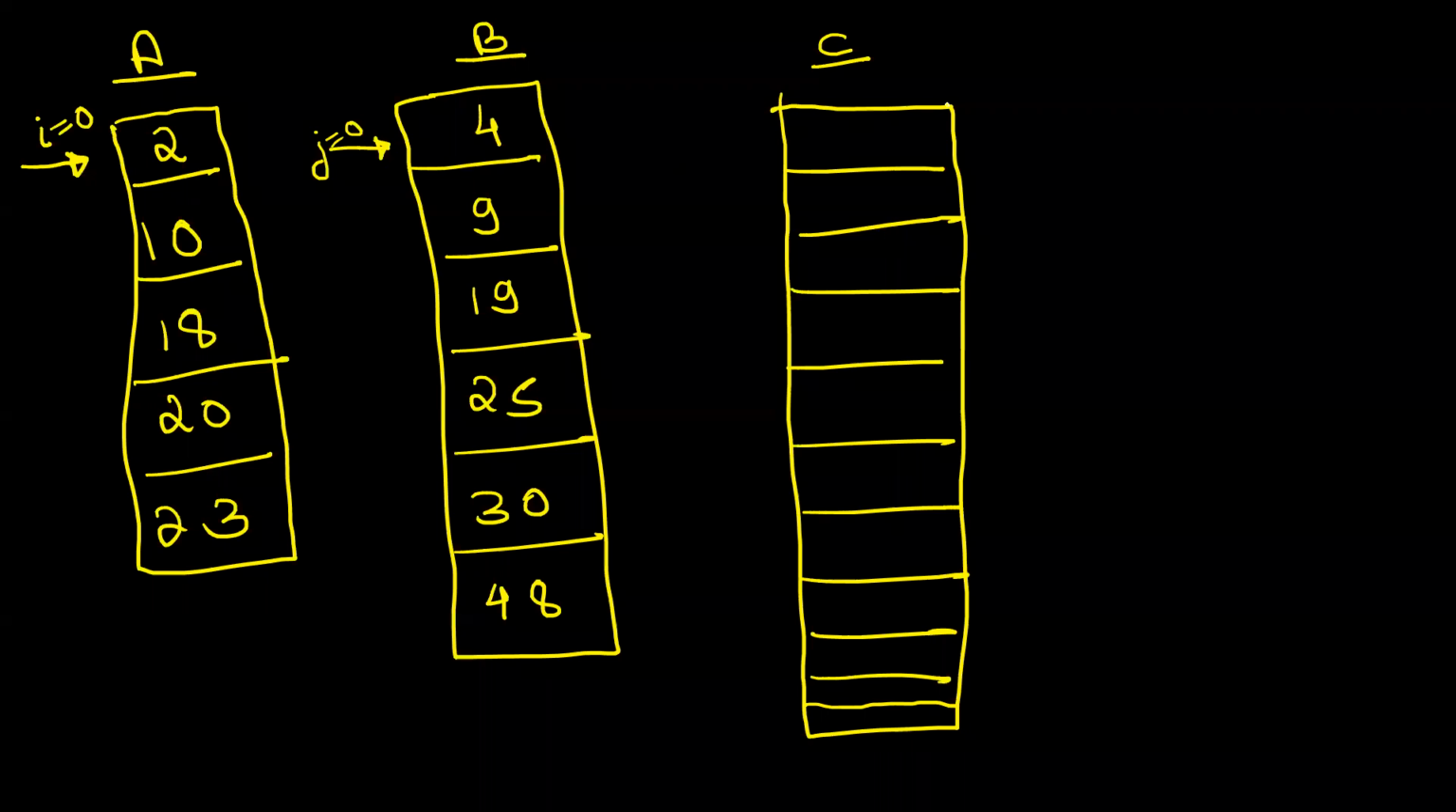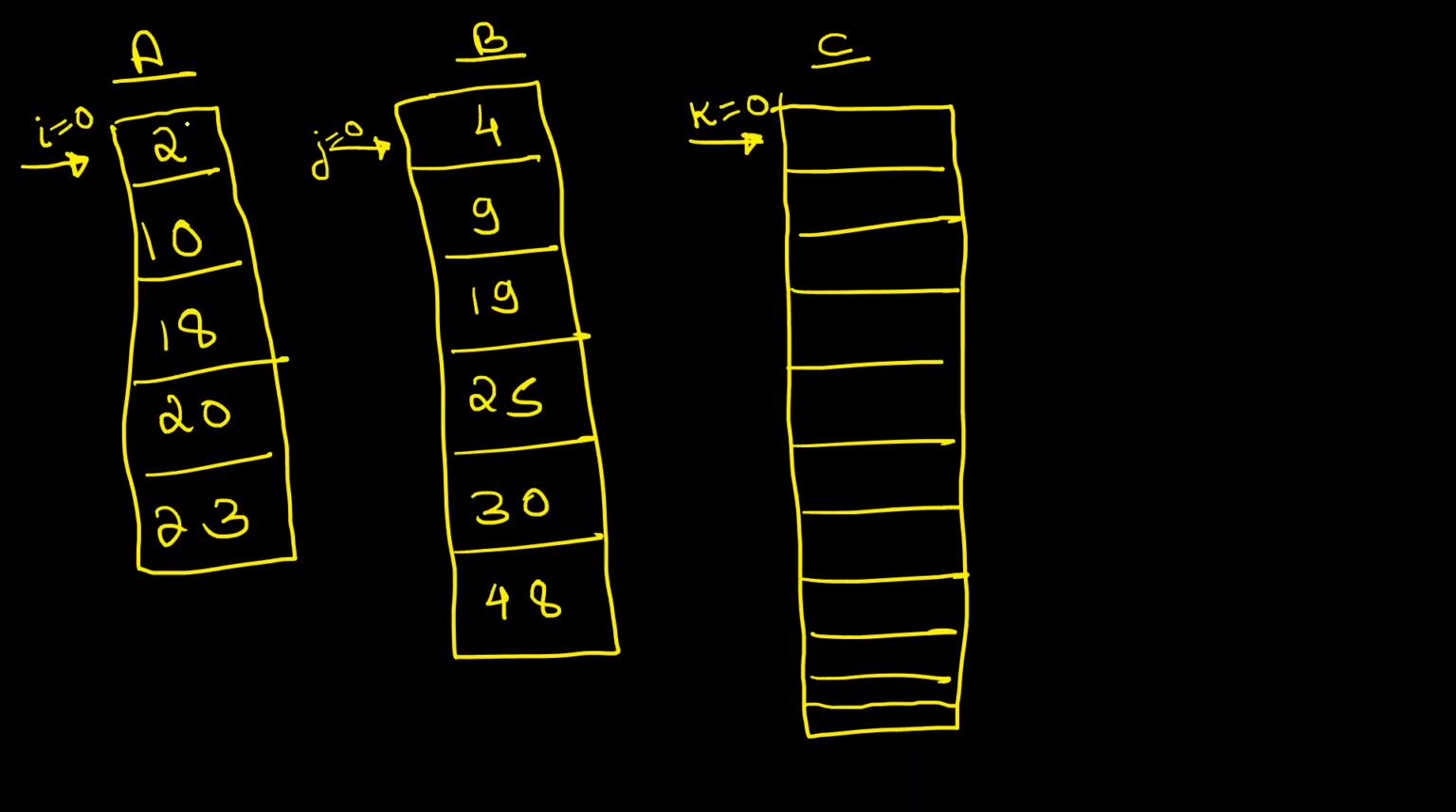And what is the location that I want to fill? An index K. I will have a pointer K equal to 0, which will point to array C, where I have to fill the number. Now, see, what is the smallest number in array A? 2. So array A has 2 to offer and array B has 4 to offer. So what will I see?